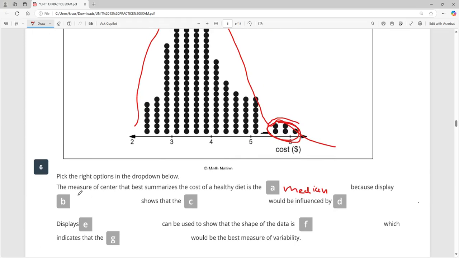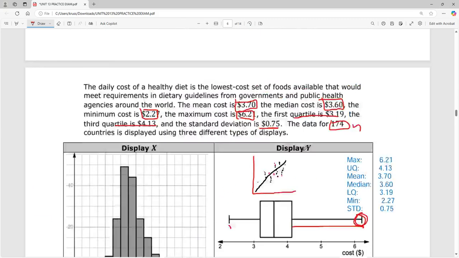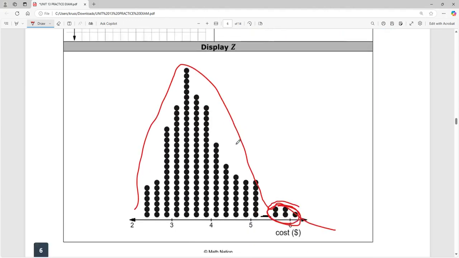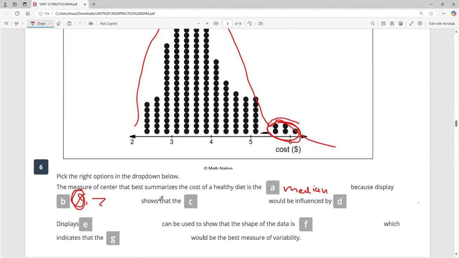Okay, so I would accept X, Y, or Z here, Y or Z here, but Y is the better answer, right? Because it shows that this data is affected. Like, look at the size of this box, and that was stretched because of how far out this was. Okay, so that shows it is skewed. It shows that the mean is influenced by these outliers right here.